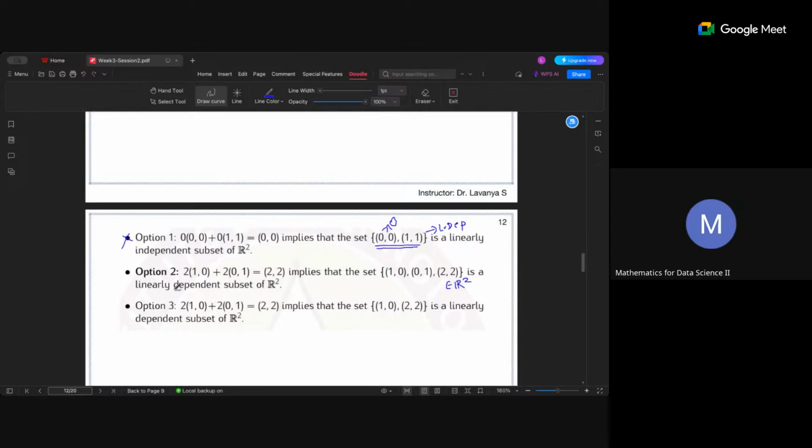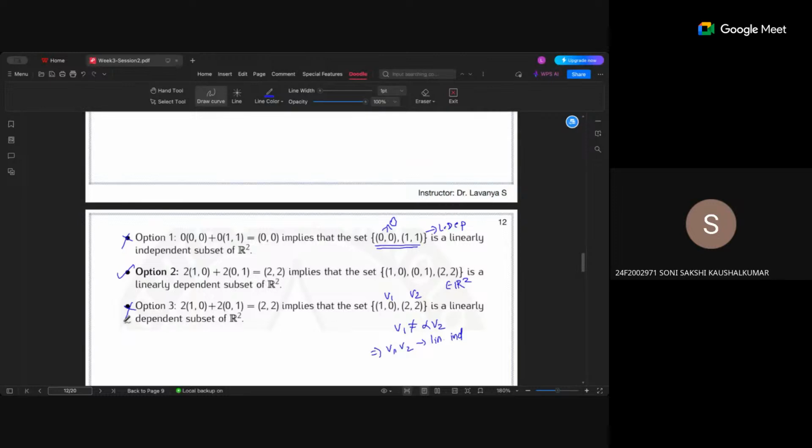Okay, fine. What about option 3? Just look at this set. You have now only two vectors. This is V1, this is V2. Are they multiples of each other? No. If they are not multiples of each other, then you know that V1 and V2 are linearly independent. But here it is given that it is dependent, so it is incorrect. Correct?